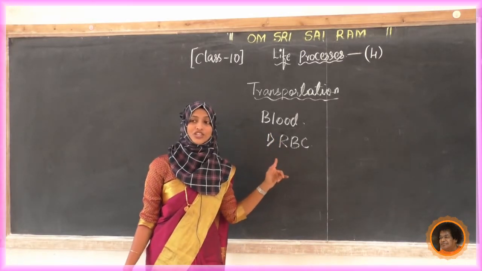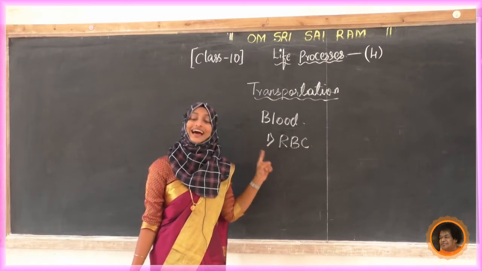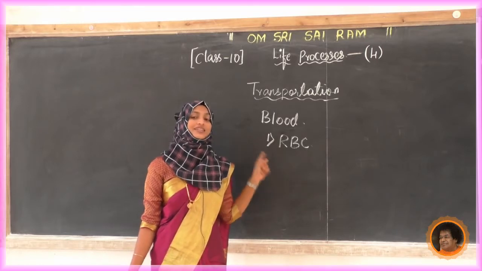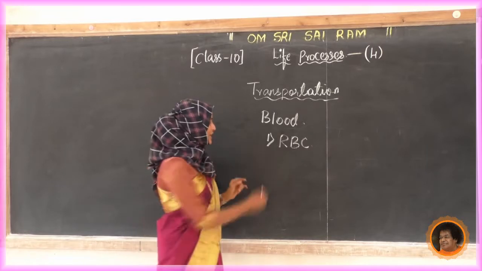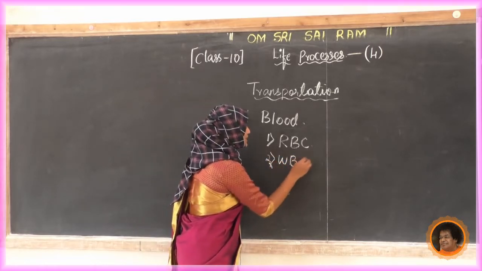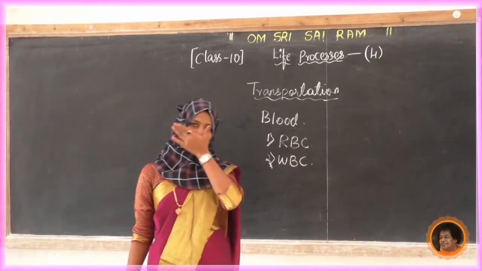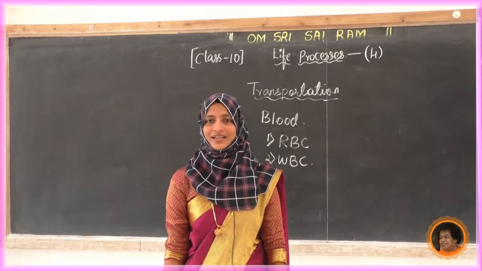Now tell me the function, what is it doing? It is going to carry the oxygen. So it is having the red color. So it is oxygenated. Yes. Now one more cell, which one? That is WBC, that is white blood cells. Yes. Now tell me, student, what is white blood cell?